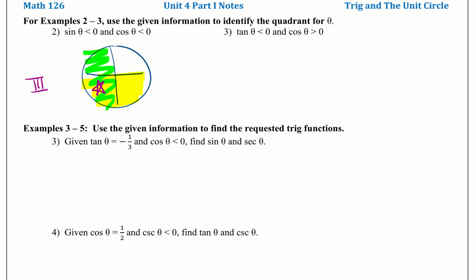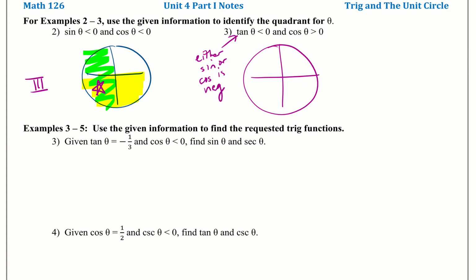Little trickier on number 3, tangent is negative. Now remember, tangent is a quotient. Tangent is sine over cosine. So what this tells me is either sine or cosine is negative. Not both, because if they are both negative and we divided them, we'd end up with a positive. I know that cosine is positive, which means I'm on the right side since the x value is positive. And this would mean that sine must be the one that is negative. So we must be below the x-axis, and we have landed in the 4th quadrant.